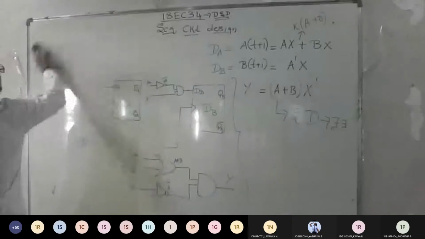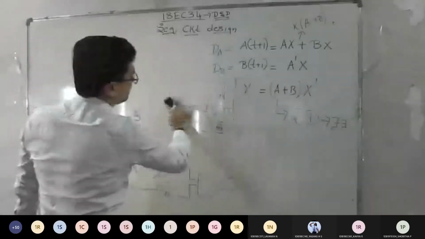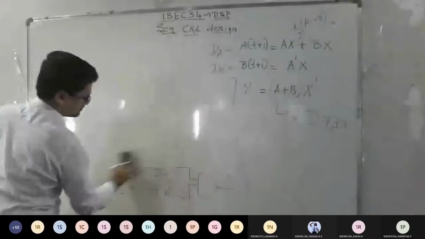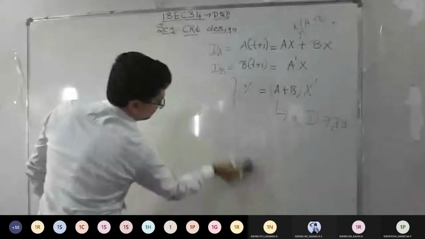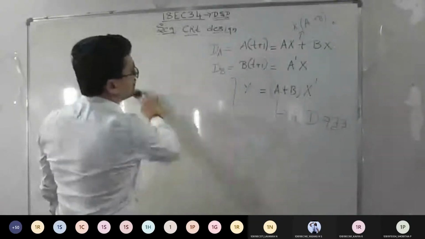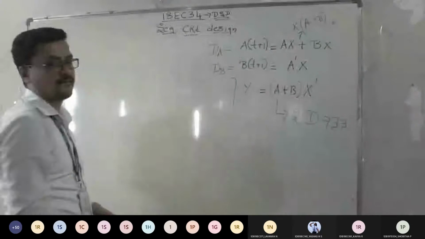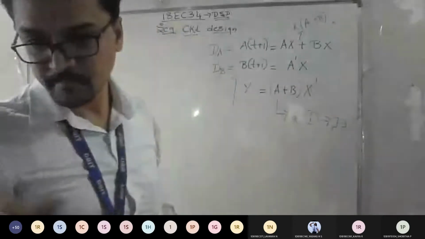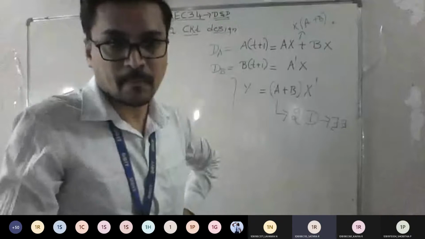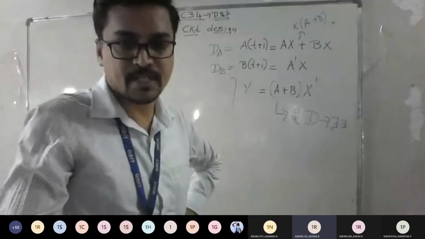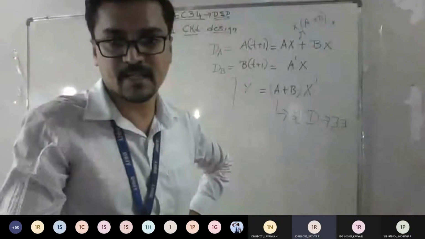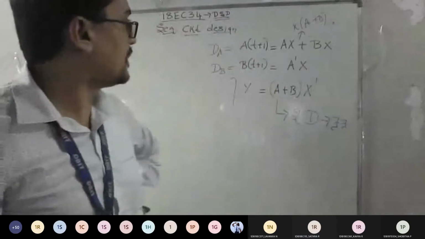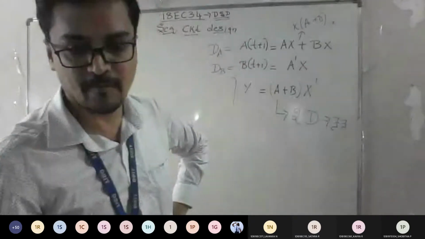So the logic diagram is done. What is the meaning of the state table here? What is the meaning of state table? Anyone? It contains previous state and next state. Good. It contains present state as well as next state. Now they told you that you need to make use of 2 flip-flops.